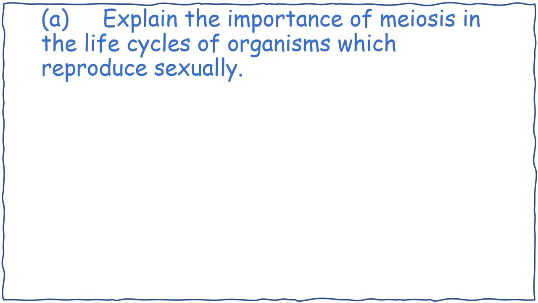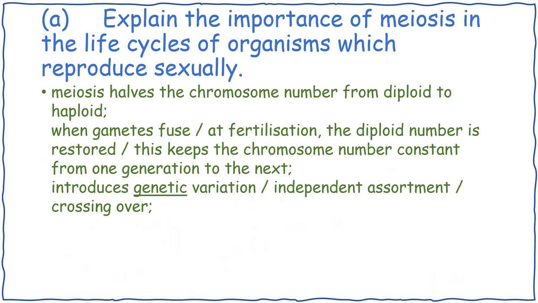Explain the importance of meiosis in the life cycles of organisms which reproduce sexually. Meiosis halves the chromosome number from diploid to haploid. When gametes fuse at fertilisation, the diploid number is restored. This keeps the chromosome number constant from one generation to the next. This introduces genetic variation because of independent assortment or crossing over.